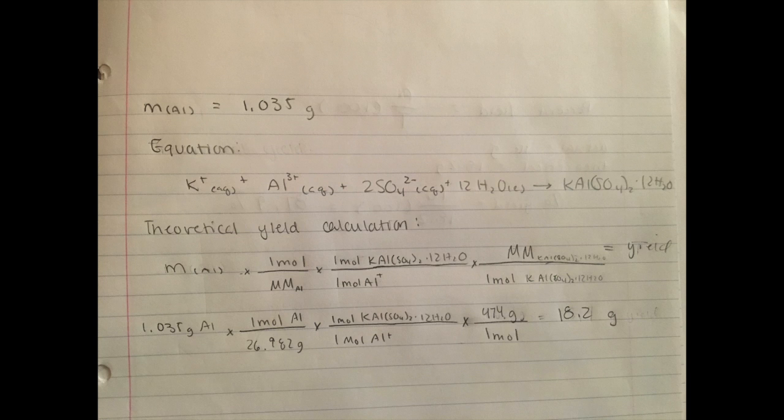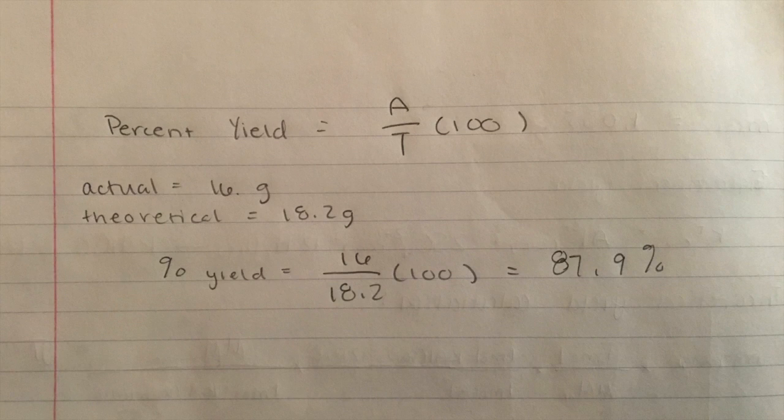be 1:1. I then found the molar mass of alum by using the mass values on the periodic table and used a calculated value of 474 grams per mole to convert the final value into grams of alum. After running this calculation, I determined that the theoretical yield of the solid alum is 18.2 grams.